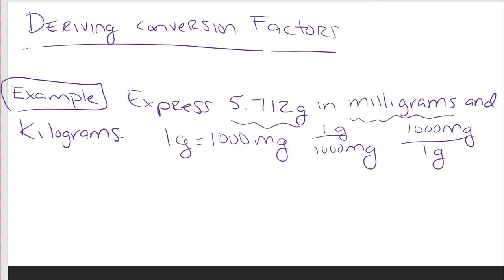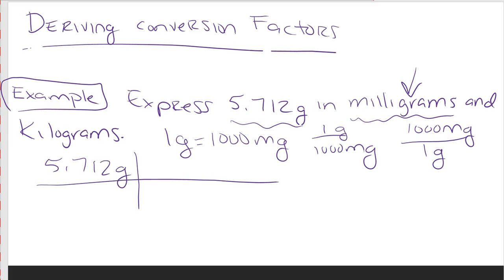You just need to use the ratio that cancels the units that you want to cancel, which means that you're putting your unknown on the top. So 5.712 grams, this is understood to be over 1. You're going to use the one that cancels grams, so milligrams is our unknown, it goes on the top. 1,000 milligrams per gram.